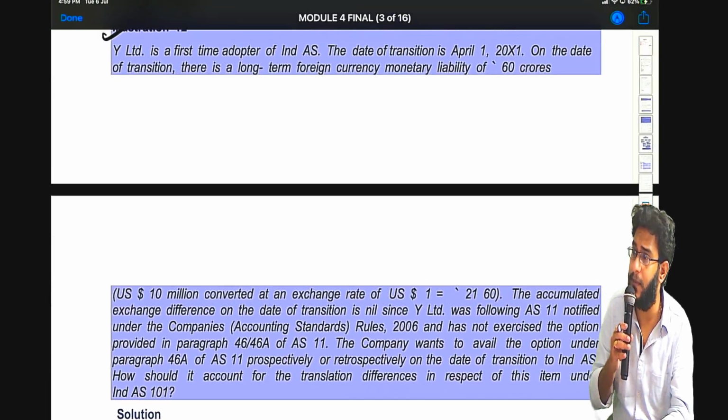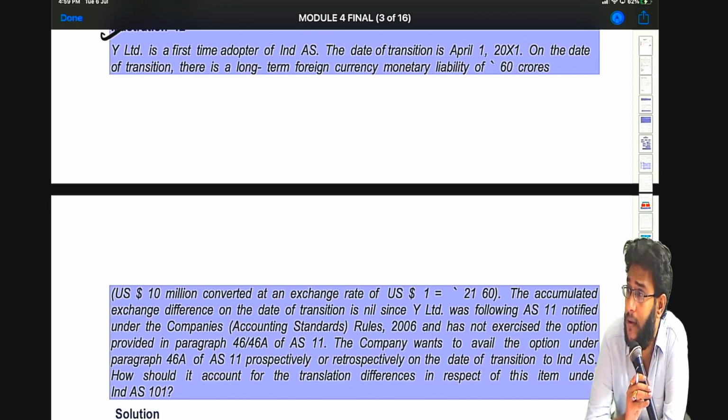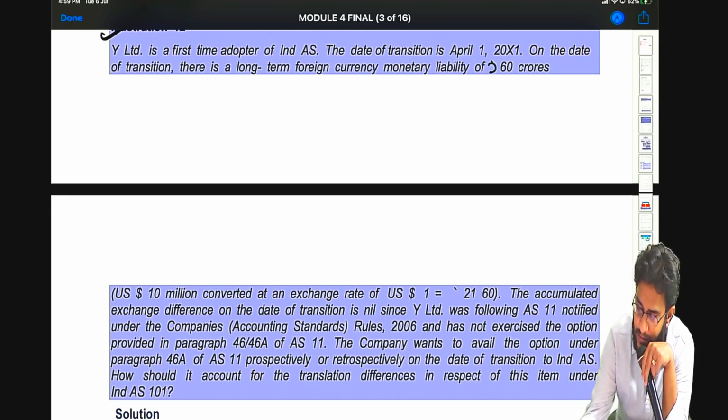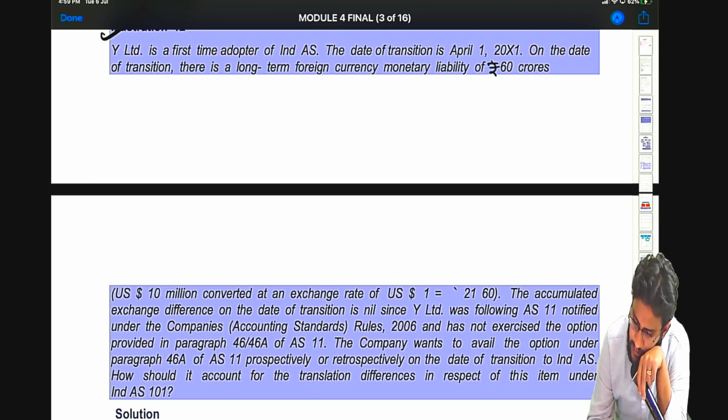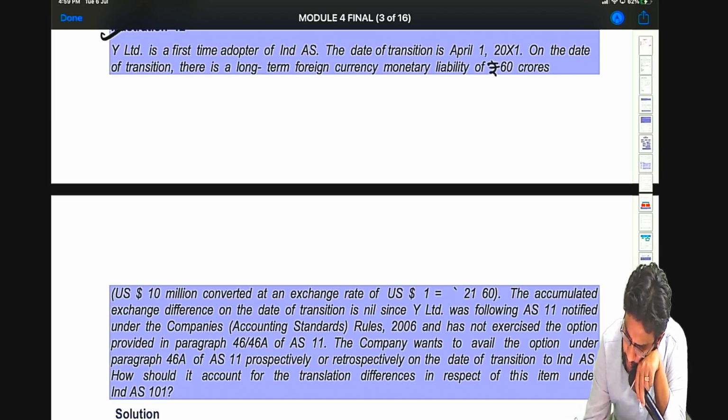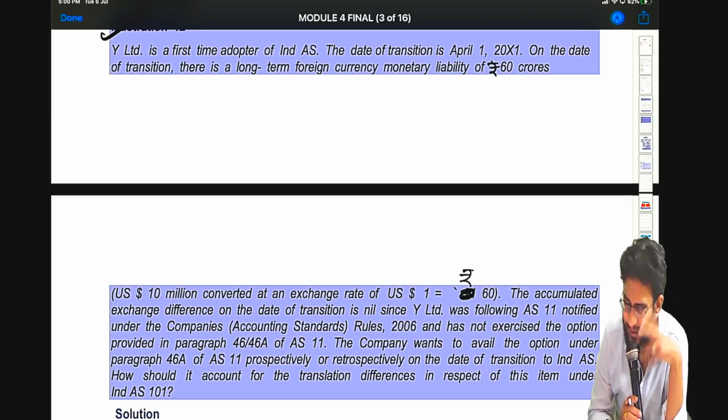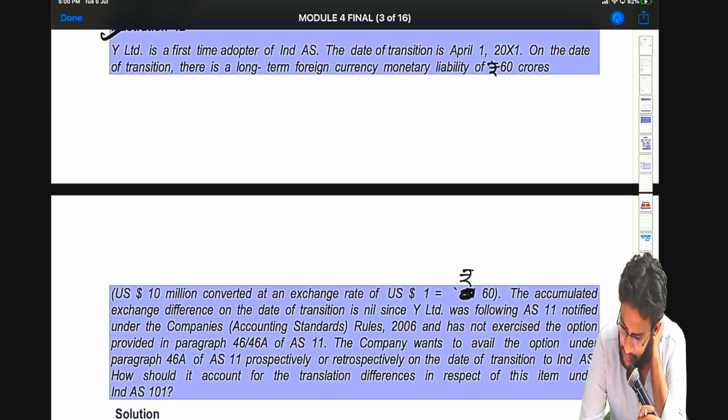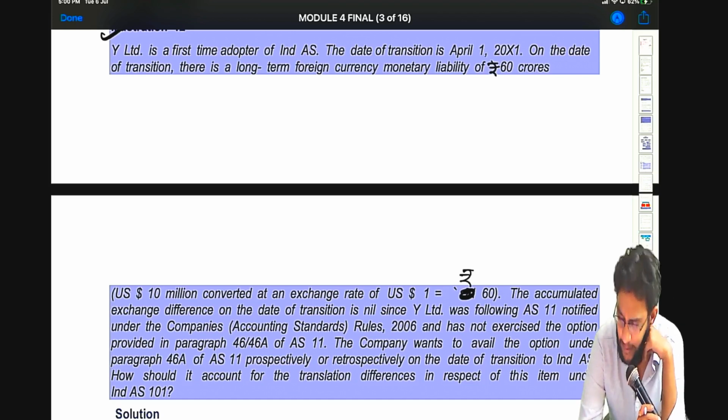Y Limited is a first time adopter of Ind AS. The date of transition is April 1, 2021. On the date of transition, there is a long term foreign currency monetary liability of rupees 60 crores, which is US $10 million converted at an exchange rate of rupees 60. The accumulated exchange difference on the date of transition is nil, since Y Limited was following AS 11 notified under Companies Accounting Standard Rules 2006 and has not exercised the option provided in paragraph 46 or 46A of AS 11. Stop there.